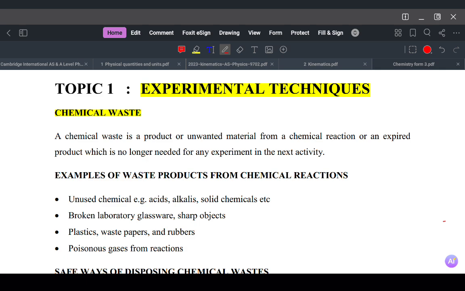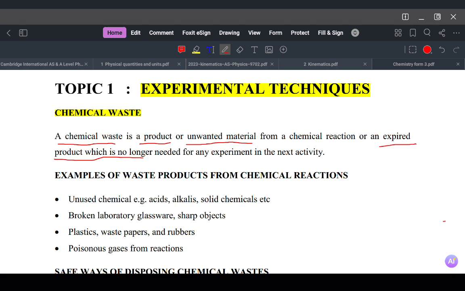So the criteria for labeling a substance as a chemical waste: one, it must be a product from a chemical reaction. It must be an unwanted material from a chemical reaction, such that it may not be needed for any experiment in the next activity. But it can also refer to a substance or a product which is expired. So expired chemicals, expired substances in your lab are all classified as chemical wastes.